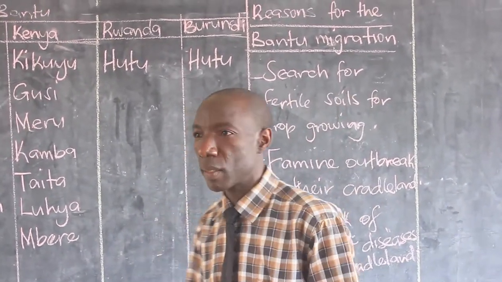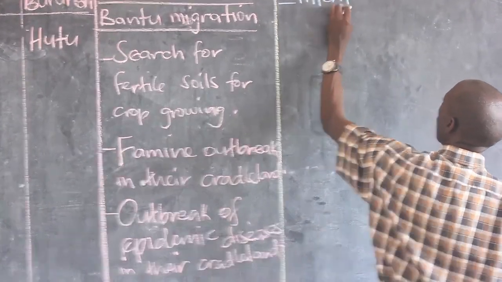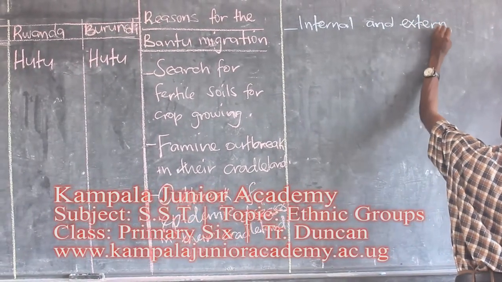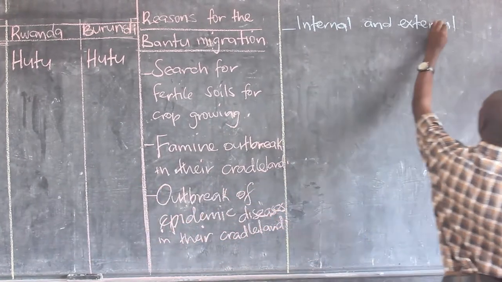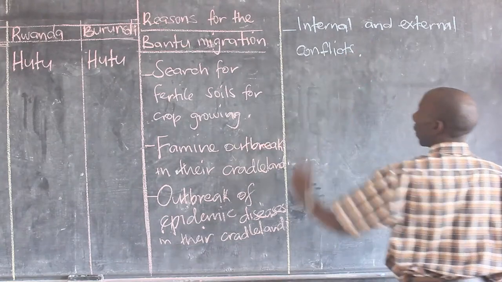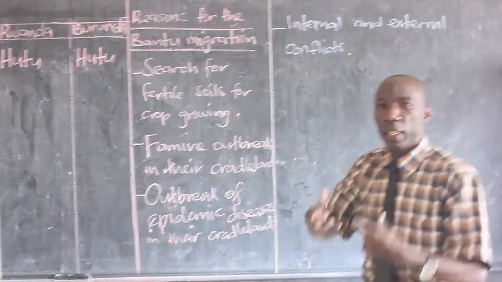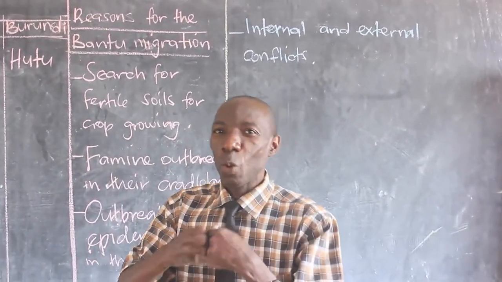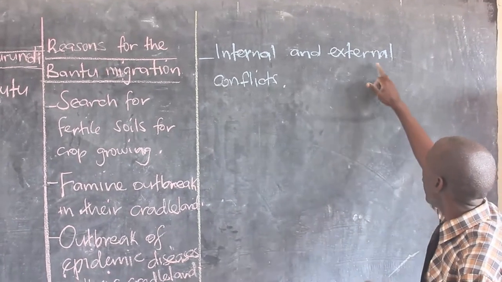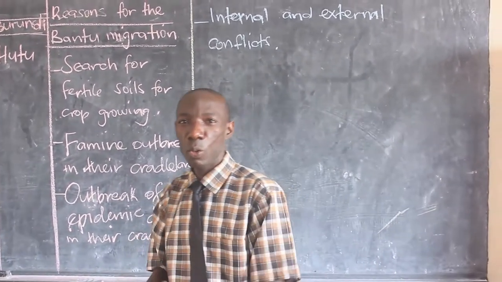Then they could have had also internal and external conflicts. It is believed that the Bantu had internal conflicts within their families. So, weak families had their way out of Cameroon Highlands. At the same time, it is believed that the Bantu were frequently attacked by their neighbors. That's why they had to run away from Cameroon Highlands into East Africa.